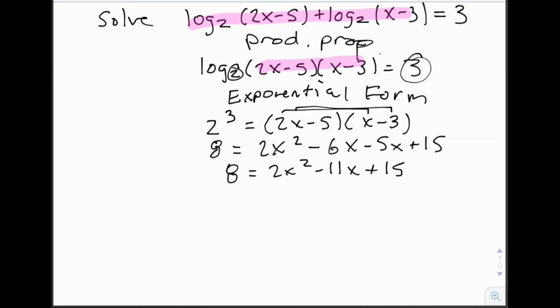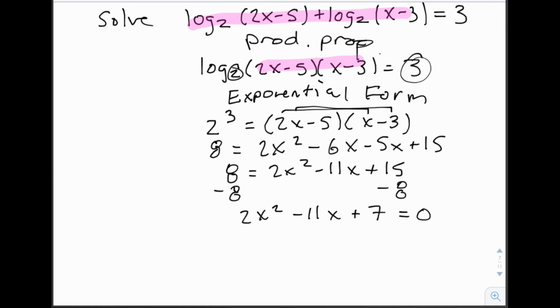Now let's go ahead and subtract that 8 over and see if we can factor this out. That gives us 2x squared minus 11x plus 7, and this is going to be equal to 0. If we look at this one, normally we would say, okay, we need two numbers that multiply to a positive 14, and added or subtracted get us this negative 11. But there really aren't any numbers that would be whole numbers. So let's go ahead and use our quadratic equation.